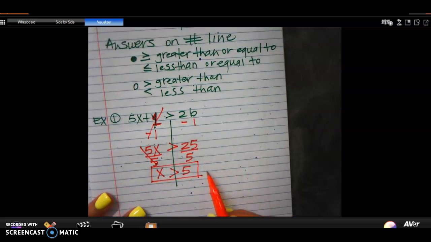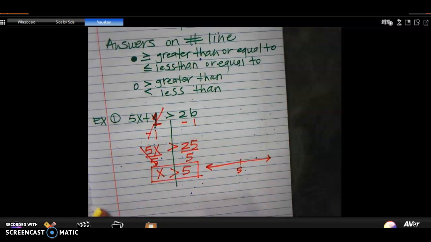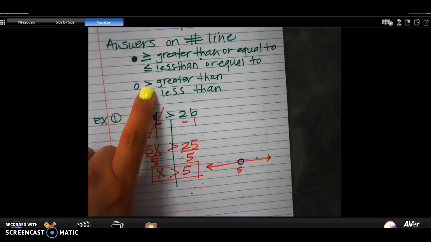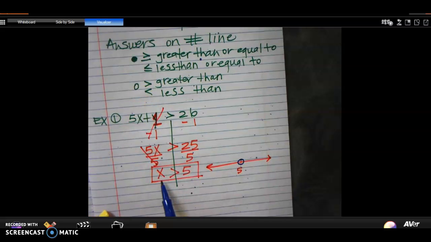We're going to add a number line. We're going to put our answer on a number line. Based off of my symbol, at the number 5, I am going to have an open circle, because my symbol does not have a line underneath. And then this reads x is greater than, so x has to be any number greater than 5.